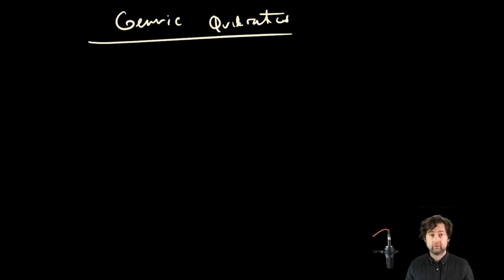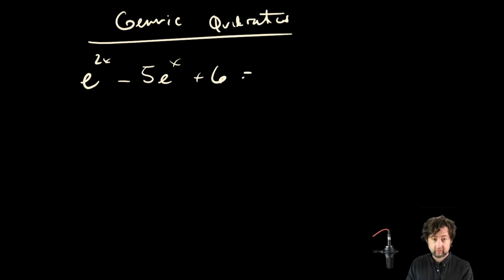Okay, so another example of a computation that you might see involving exponentials is factoring exponential type equations. So these are usually called generic quadratic equations. So you could get asked to solve a question like e to the 2x minus 5e to the x plus 6 is equal to 0. Now there's a couple of different approaches that you can take here. One standard approach that you see in calculus is to think of this thing as a substitution problem.